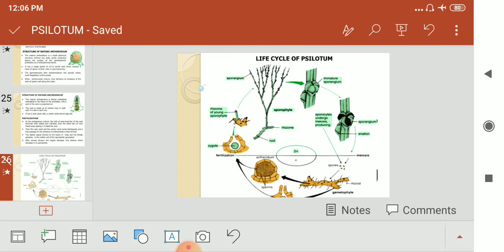So when you go through the studies, the first video comprises the complete morphology, anatomy and the thallus structure of the xylotum. The second video comprises the reproduction and the life cycle of the xylotum. Okay, so this is the complete explanation about the group, that is the Xylotopsida, example xylotum. I hope you will get the point.